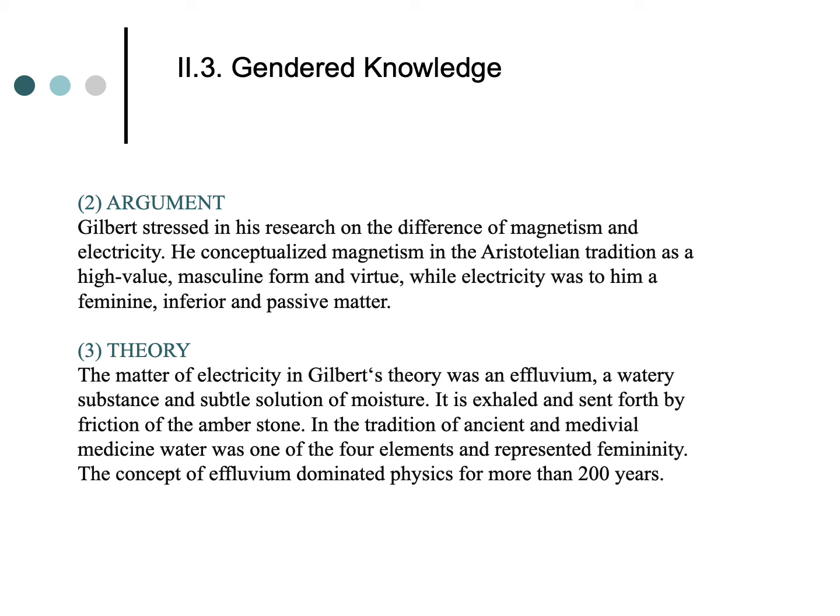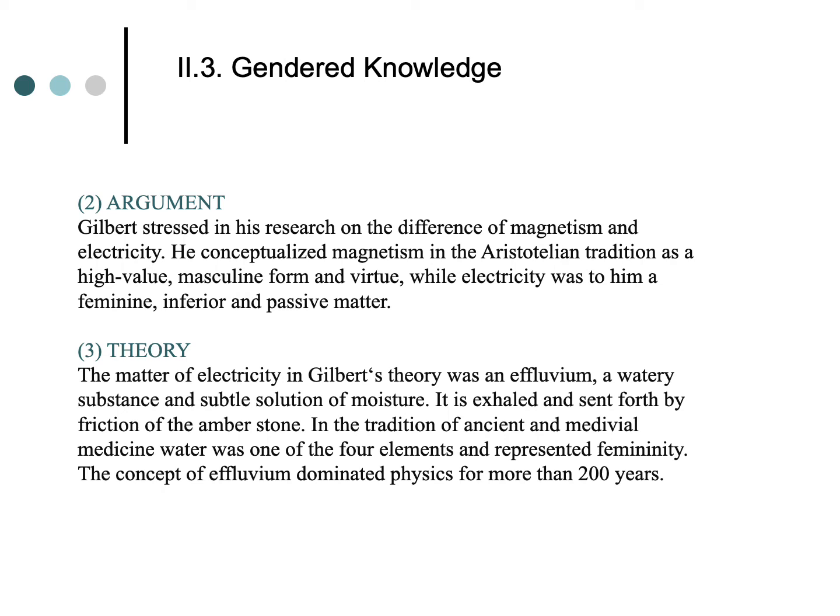Gender also is part of the argument. Gilbert stressed in his research the difference of magnetism and electricity, because magnetism was so powerful and useful in navigation, and electricity was not. So he conceptualized magnetism in the Aristotelian tradition as a high-value masculine form in virtue, while electricity was to him a feminine, inferior and passive matter. And in addition, electricity was passive because you have to rub it first to bring the electricity out. If you have a magnet, it's always magnetic, so this is very active. But electricity is inside and you have to pull it out, so it's a passive matter.